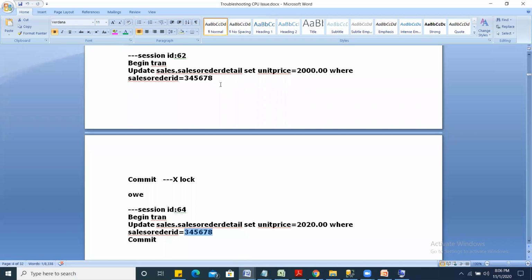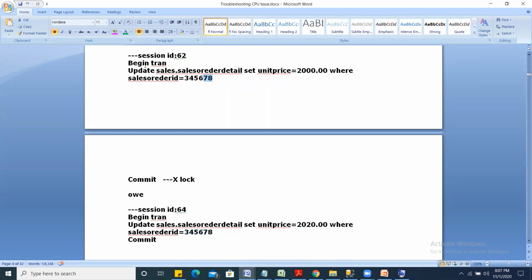It means that these 2 queries are trying to update the same rows because the condition is the same here, sales order ID 3, 4, 5, 6, 7, 8. There may be 4 rows or 400 rows. I don't know how many rows meet this condition. Just assume that there are 50 rows, or 500 rows. Those are being updated.